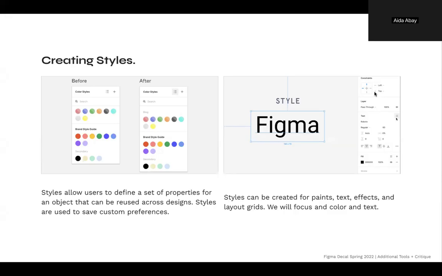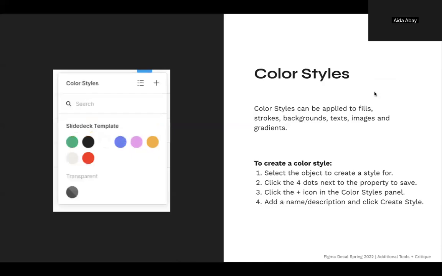Styles can be created for paints, text, effects, and layout grids, but we'll focus on the color and text. So color styles can be applied to fills, strokes, backgrounds, text, images, and gradients. To create a color style, you select the object that you're creating a style for. That could be the rectangle that you made or anything like that. And then you click the 4 dots next to the property to save it. That'll be on your design panel.